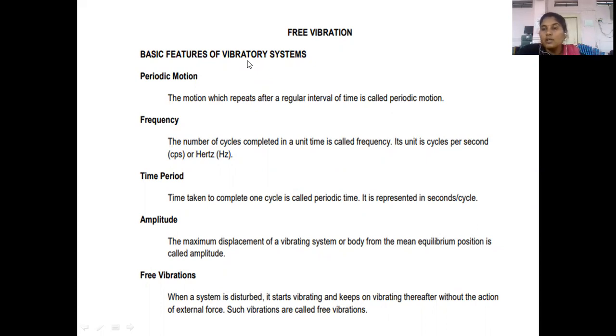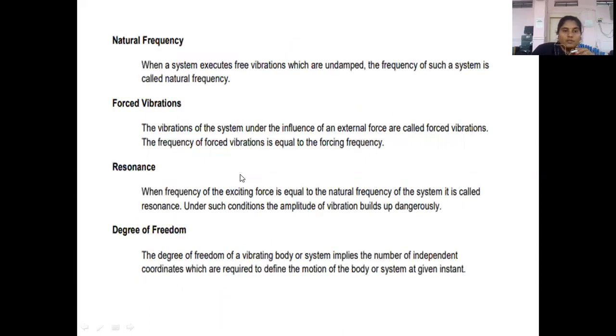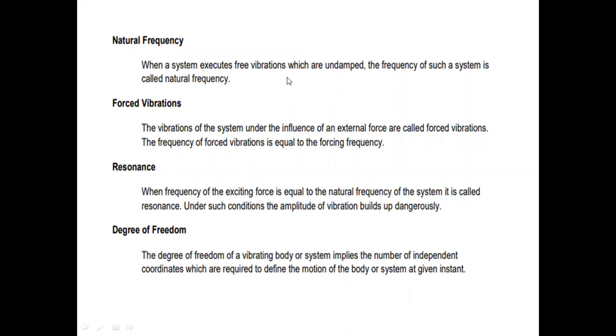Amplitude, understood? It is the maximum displacement of a vibrating system or a body from the mean equilibrium position. And the last one is free vibration. That terminology all of you already know: the system vibrates without any external force applied. Okay, now we move to the next points: natural frequency, forced vibration and resonance.